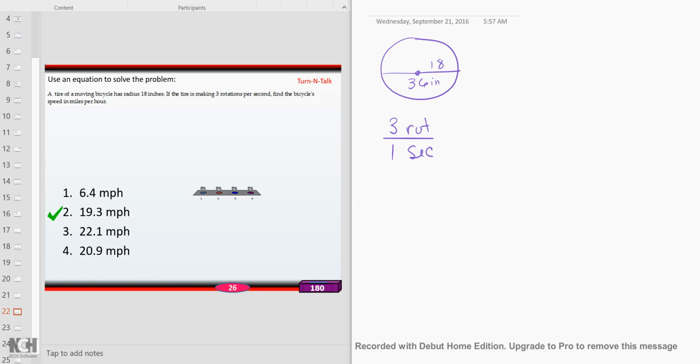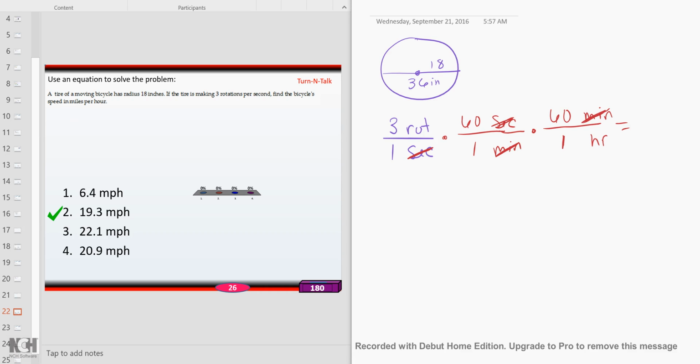So again, I'm going to take care of my time first. If I want to get rid of seconds, I'm going to put seconds on top, and I can't go straight to hours, but I can go to minutes. There are 60 seconds in 1 minute. That gets rid of seconds, but I don't want to be in minutes, I want to be in hours. So to get rid of minutes, I put it on top, and I put hours on bottom. There's 60 minutes in 1 hour. Minutes are gone, and now I'm in rotations per hour, so I have my time right.